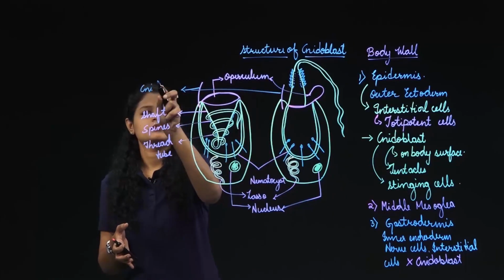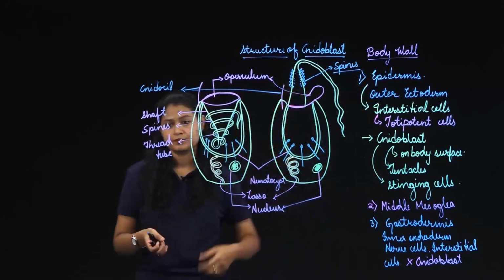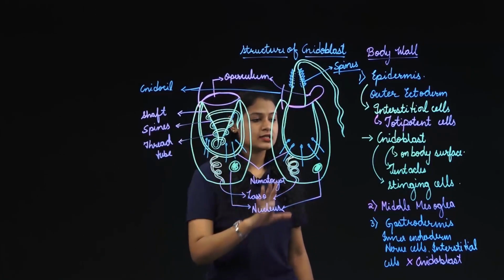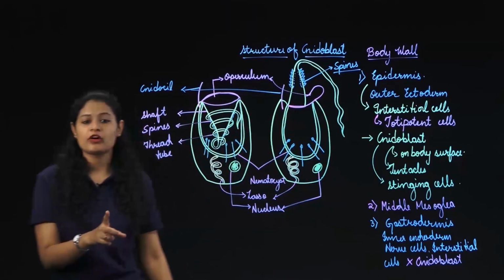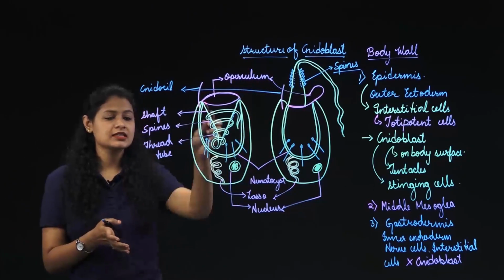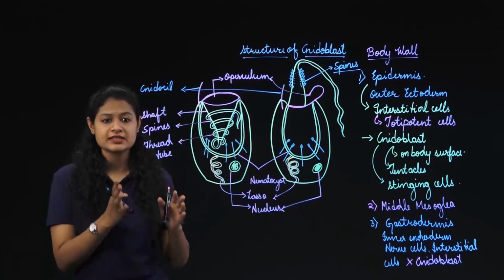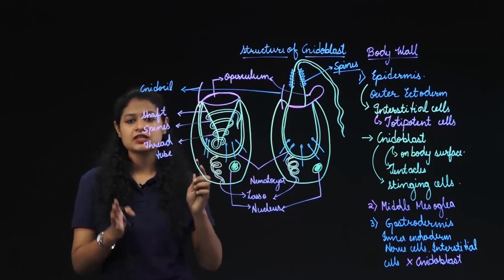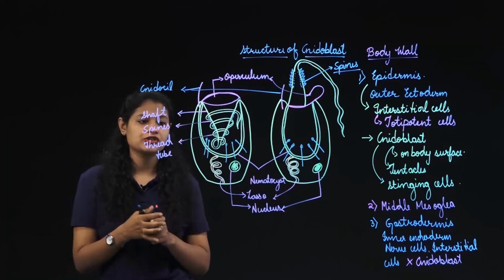Now, we will see the structure of a cnidoblast, which is the stinging cell of coelenterates. So, if you see the structure of the cnidoblast, this is when it is present on the body surface, which means it is not functional. This is how it is present when it is not functional.